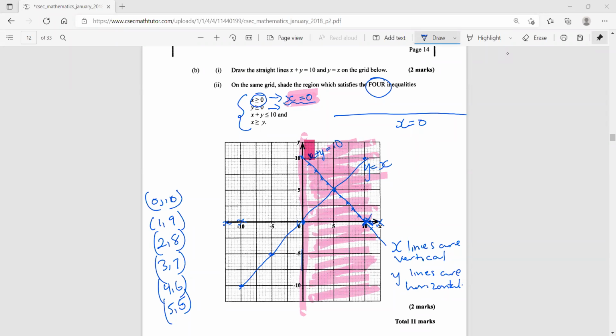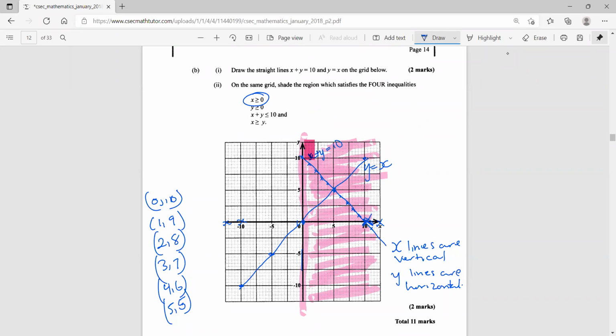Right, so we're doing some inequalities here. We're all over the place, but we're trying to get it together. So we have the inequalities here that we're trying to graph. The first thing they want us to do is find x is greater than or equal to 0.